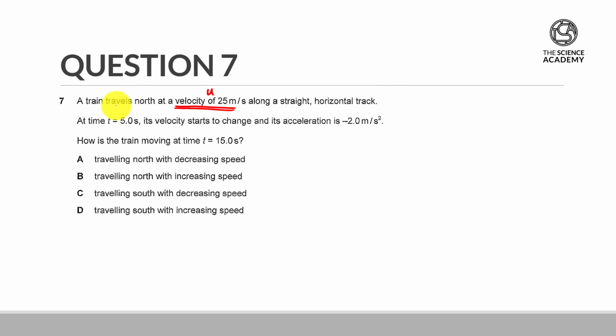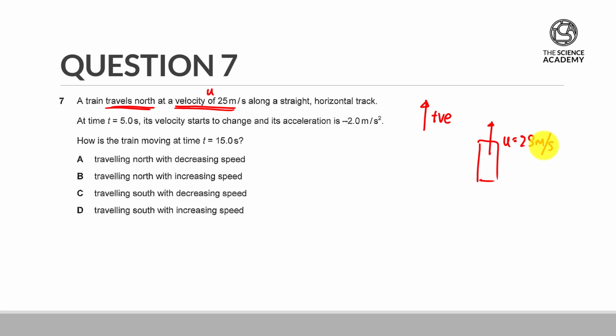Now, on top of that, because they told us the train is traveling north with a velocity of 25 meters per second, there is no sign over here, meaning it's a positive velocity. This implies that the northward direction is positive. So we're going to draw our train and we represent u as 25 meters per second.